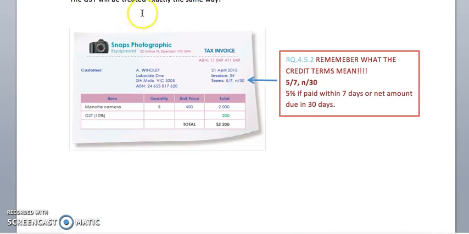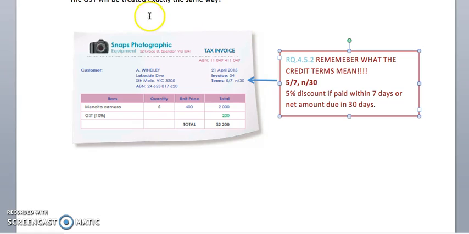So I've just got a quick little example down here. So remember what the credit terms mean. So the terms here are 5/7 N/30. 5% if paid within 7 days, so 5% discount if paid within 7 days, or the net amount due in 30 days.